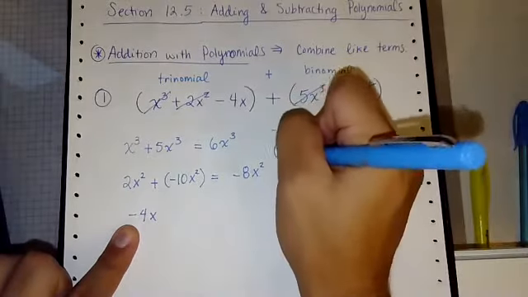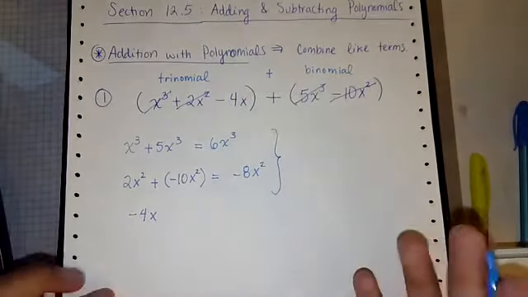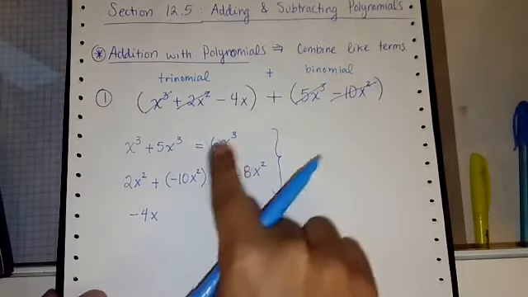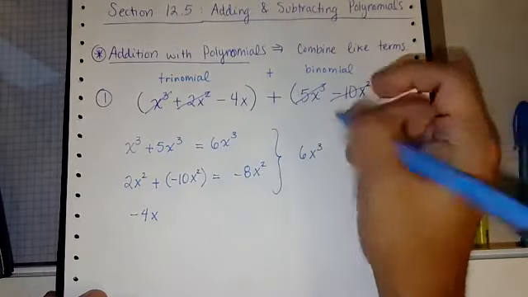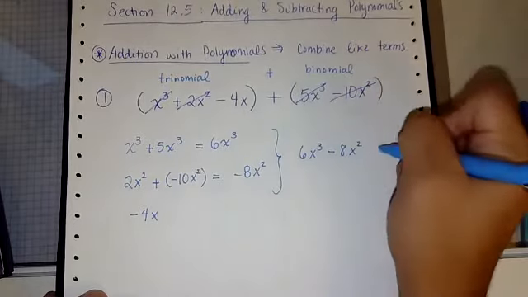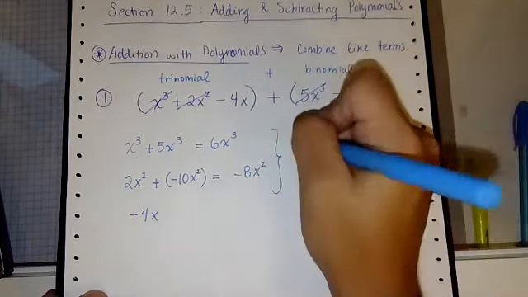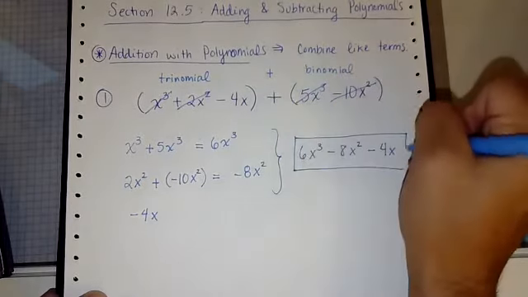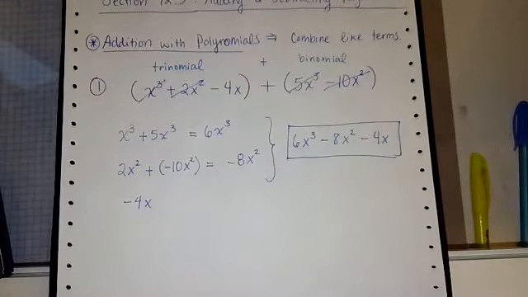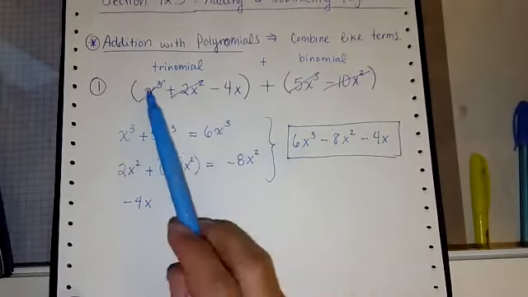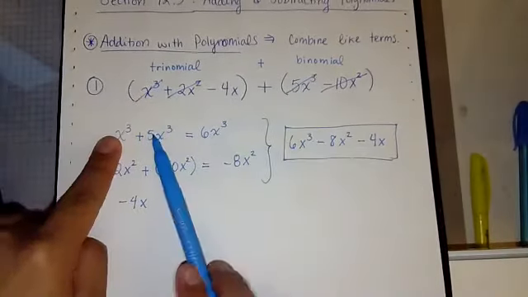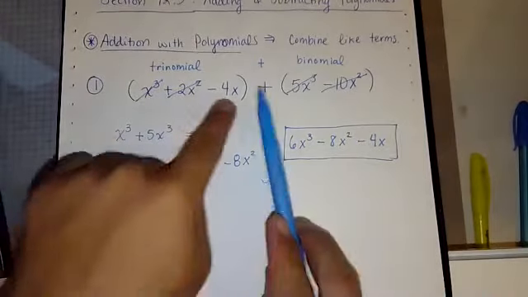So what we're going to do is just write our answer in what we call standard form. You want to write it with the highest exponent first, so we can just write our simplification as 6x to the third power minus 8x squared minus 4x. And you're done. You've added these two polynomials. You don't have to organize it the way that I organized it, but I'm just trying to demonstrate that all we were doing is looking at the x to the third powers, x to the second powers, and just combining like terms.